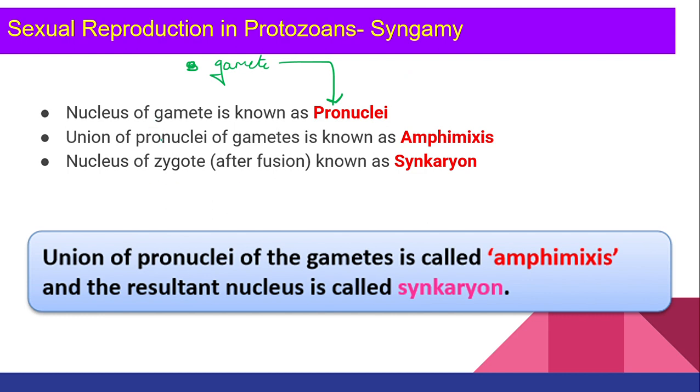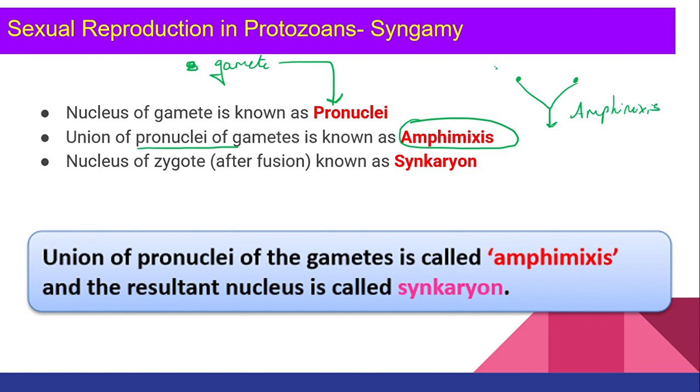This fusion of nuclei, the union of pronuclei, we call it amphimixis. Amphimixis is a process in which fusion of pronuclei happens. So see here, the nucleus of the sperm is called pronucleus, and the nucleus of the ovum is called pronucleus. These pronuclei are going to fuse together by the process of amphimixis.